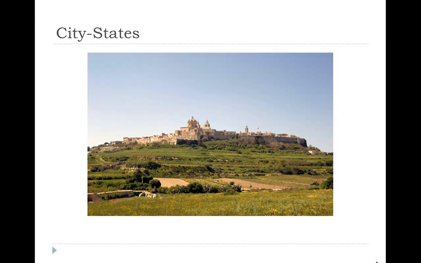And this is what one of the medieval city-states would look like. If you take a look, this is actually in France, and you can see that the city itself is walled in, and there's a hinterland and farmland around it that would have been part of that city-state.